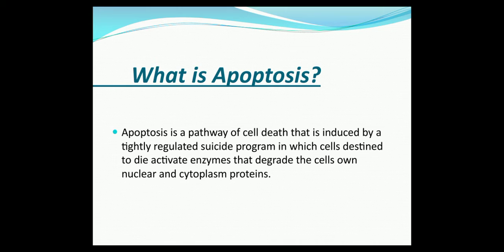Now let's see about apoptosis. What is apoptosis? Apoptosis is a pathway of cell death that is induced by a tightly regulated suicide program in which cells destined to die activate enzymes that degrade the cell's own nuclear and cytoplasmic proteins. Okay guys, the same thing we have discussed.